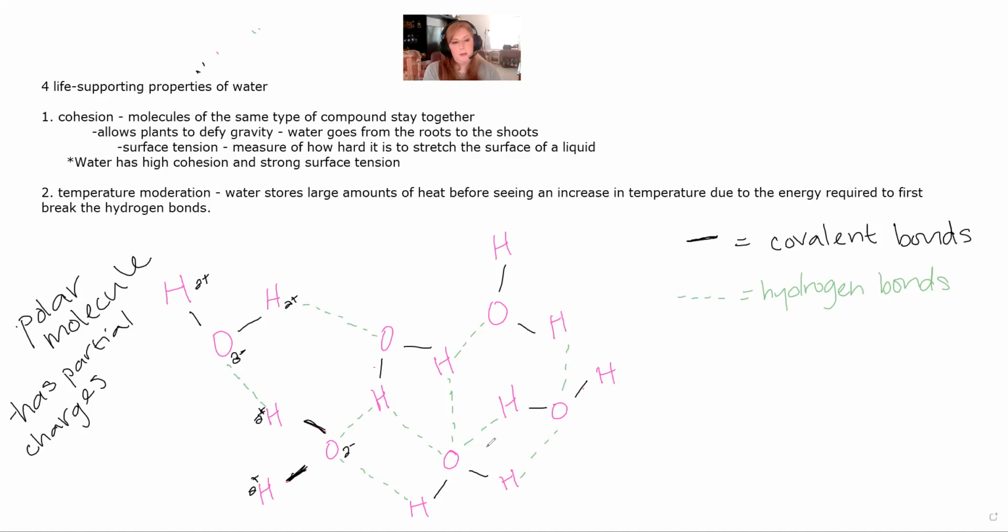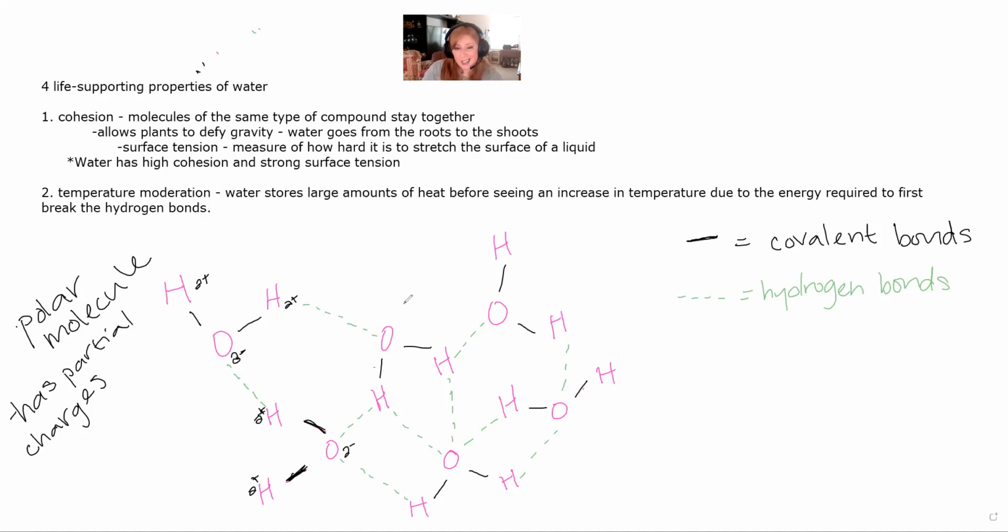The polar molecule and the fact that these hydrogen bonds happen are also the reason why water holds on to heat for so long. Have you boiled water before? I'm going to assume that your answer is yes. You can put water in a pot, turn it on high heat, and then you stand there and wait. That's because that's a lot of heat you're adding to it.